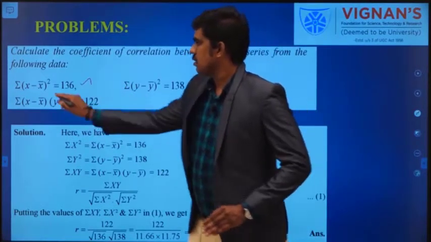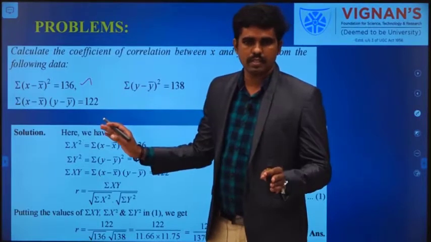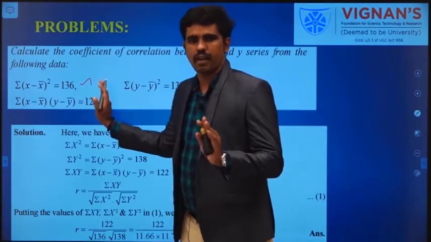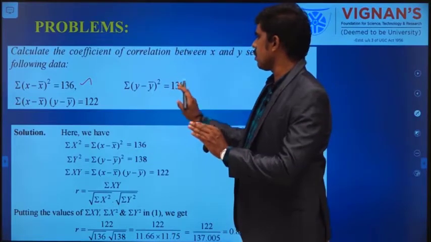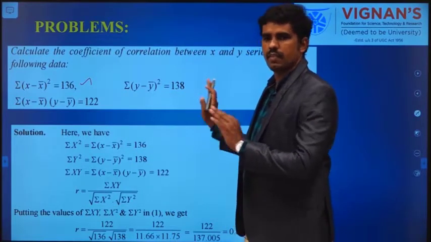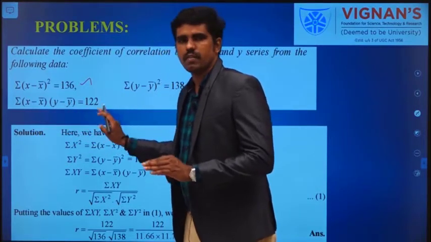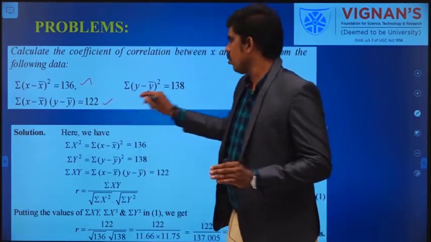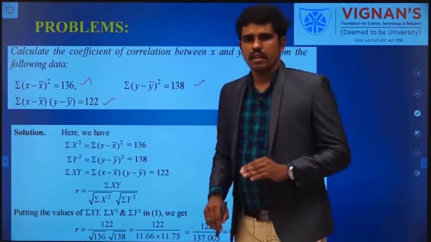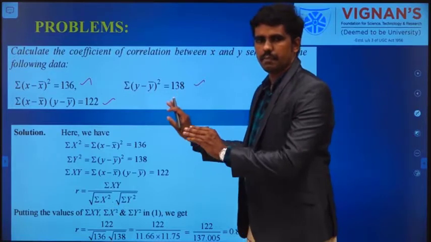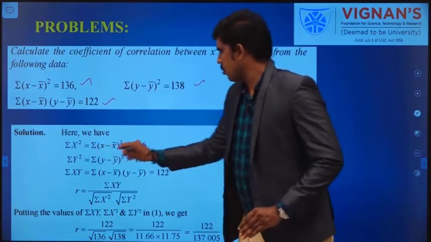You see, summation of x minus x bar the whole square is 136, it is given. Summation of y minus y bar the whole square is 138, it is given, right? Summation of x minus x bar into y minus y bar is also given. So everything is there, and there is no need to calculate anything. Here you are going to substitute the sums.